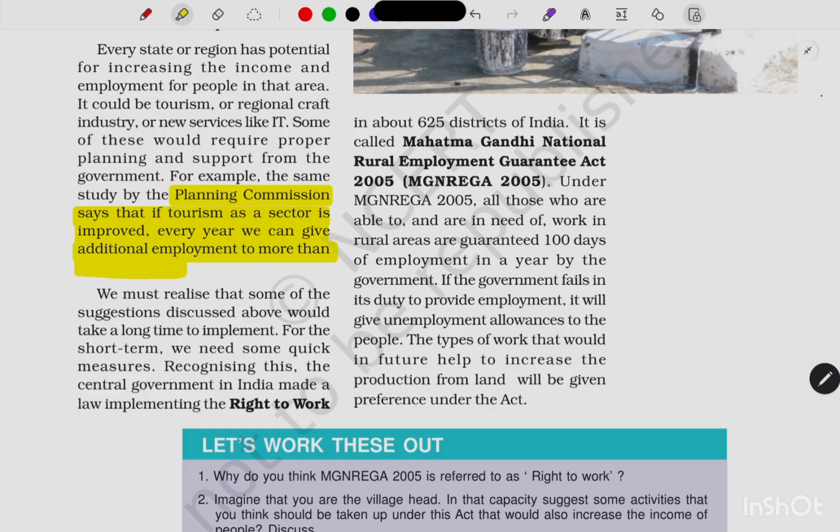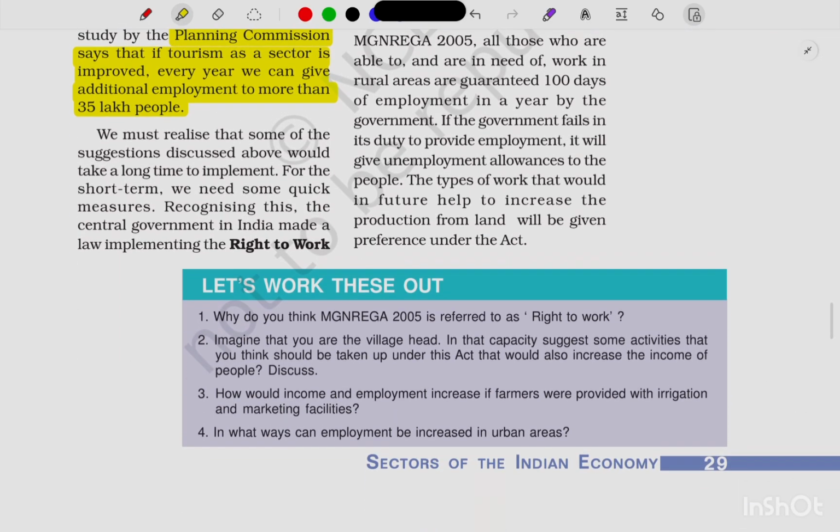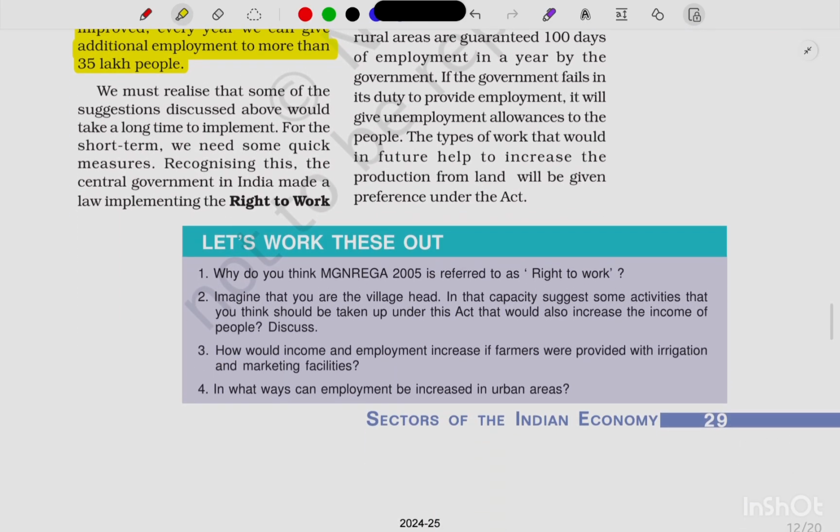We can have a lot of ideas, building solar panels in the deserts, maybe having vertical housing even in the rural areas, but those ideas are just never getting implemented. We must realize that some of the suggestions discussed above would take a long time to implement. Yes, for the short term, we need some quick measures. Recognizing this, the central government in India made a law implementing the right to work.